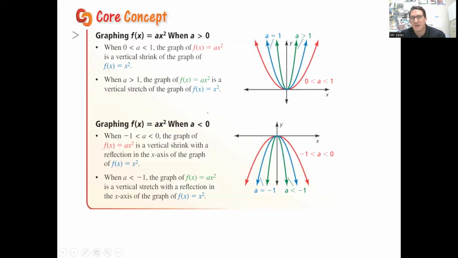This looks like a mess here. This is out of the book. Really, all you need to remember is that when the a is positive, it's going to open up, looking like a U. When the a is negative, it's going to be upside down like this. When the number in front of the x squared is positive, it opens up. When the number is negative, it opens down.